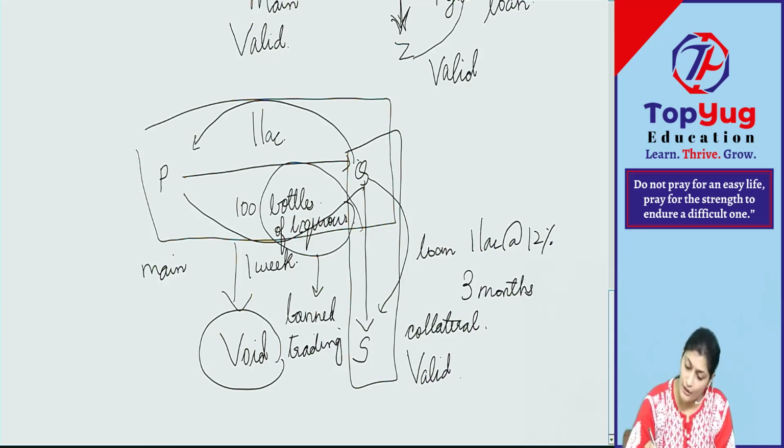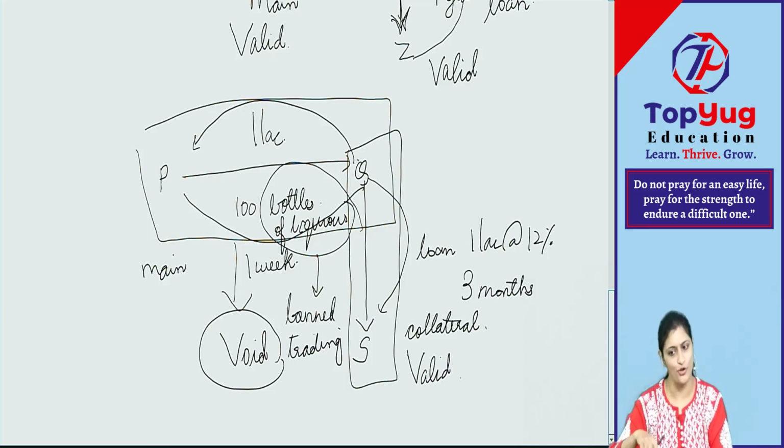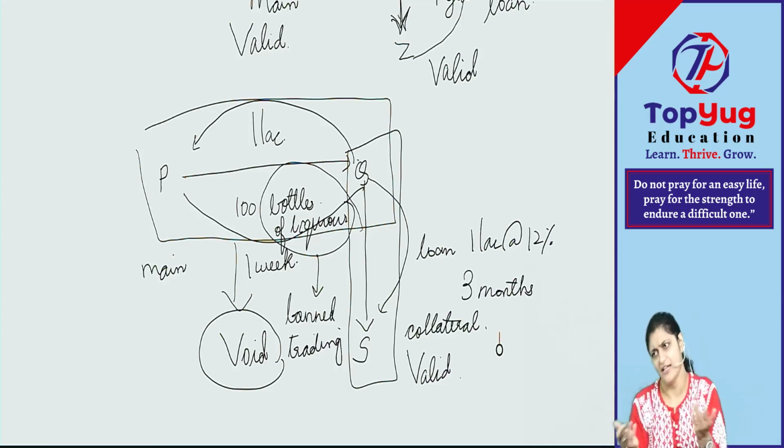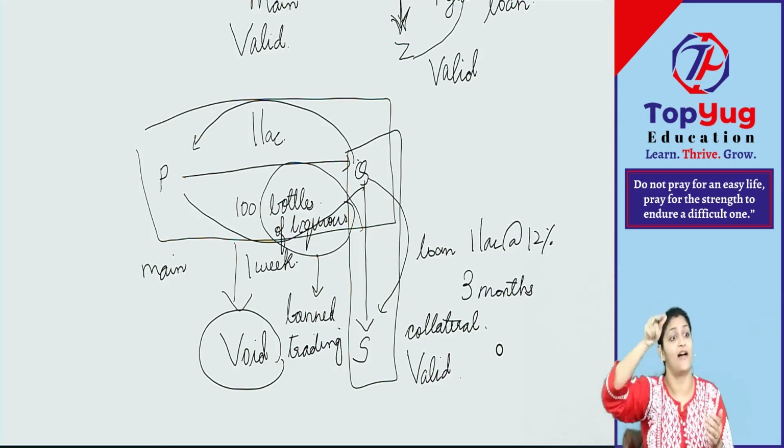That means Q will have to pay 1 lakh rupees to S within 3 months. Immediately also he can pay if he is having money, or within 3 months he can pay. If he is not paying, then what? S can go to court of law and file a case against him.